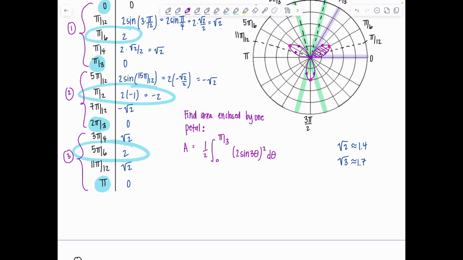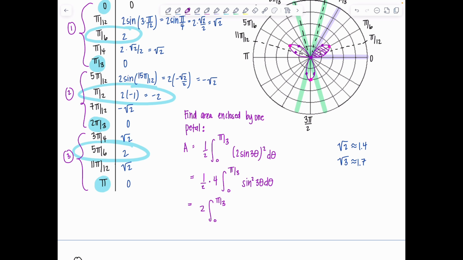Good? And then from here, let's just clean up. So this is what? 1/2. 2 squared is going to be 4. Let me take it out of the integral. 0 to pi over 3 sine squared 3 theta d theta. Then I'm going to have a 2, 0 to pi over 3.